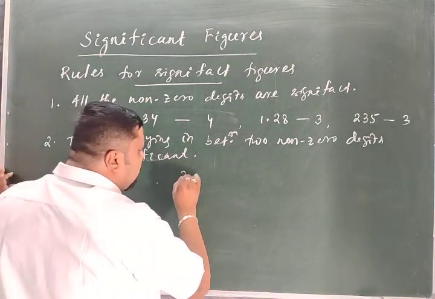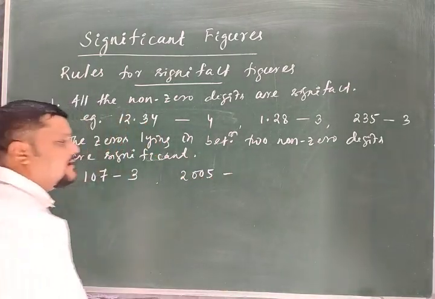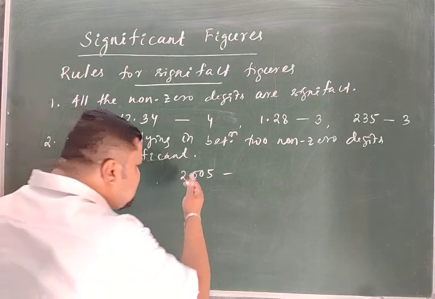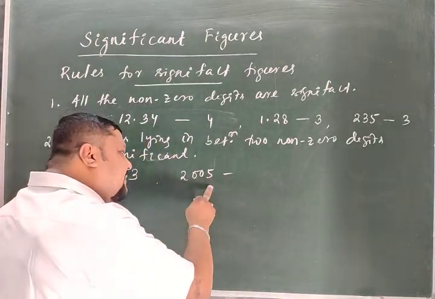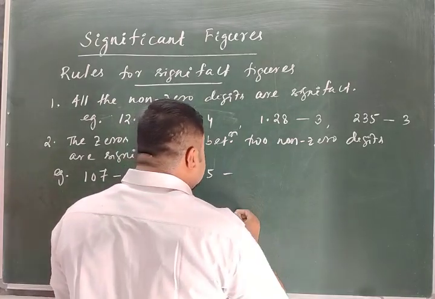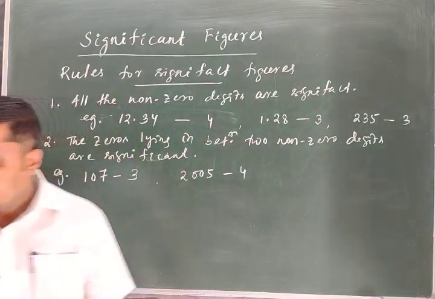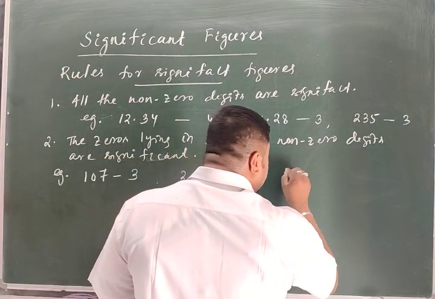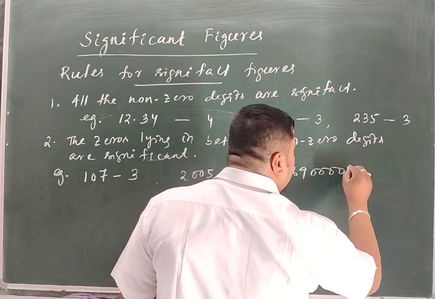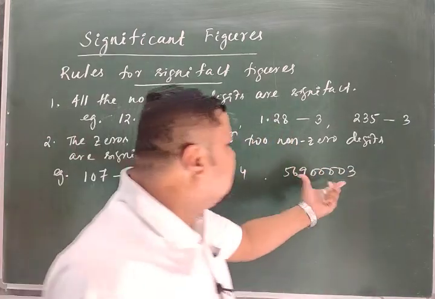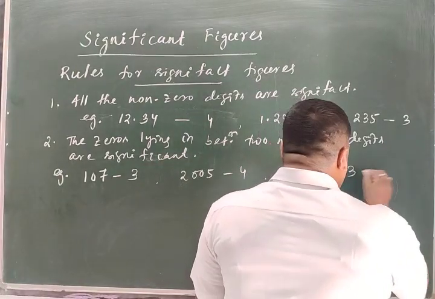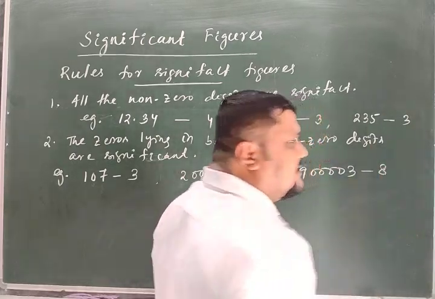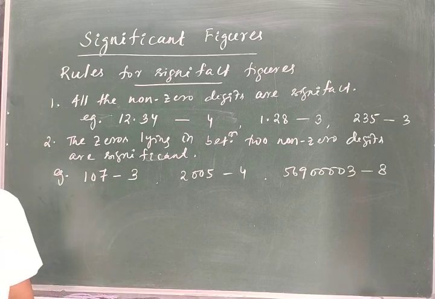Suppose you are given 2005. Here you see there are two zeros in between the non-zero digits. According to this rule, these two zeros are also significant. 2 is significant, 5 is significant. These two non-zero digits are also significant. So I will write here 4. Clear? The significant figure is 4. And similarly, if you say 5, 6, 9, 0, 0, 0, 0, 3, what are the significant figures? All the zeros are significant. Means 3 plus 4 plus 1, 8. The significant figure is 8. Clear?